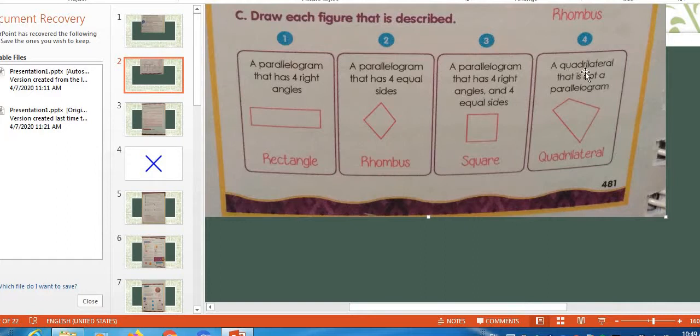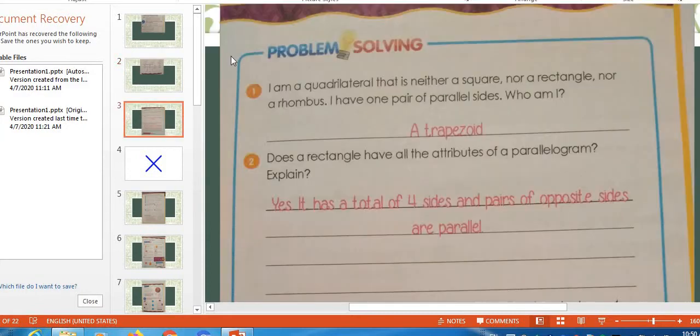A quadrilateral that's not a parallelogram. This is a quadrilateral because it consists of 4 sides. So it's a quadrilateral, and the shape is closed with line segments. Okay, and we can call it a polygon too. Moving to the other slide.